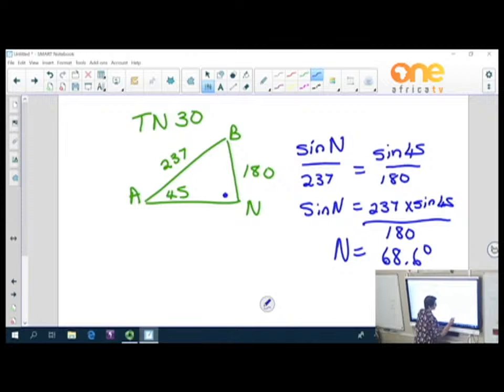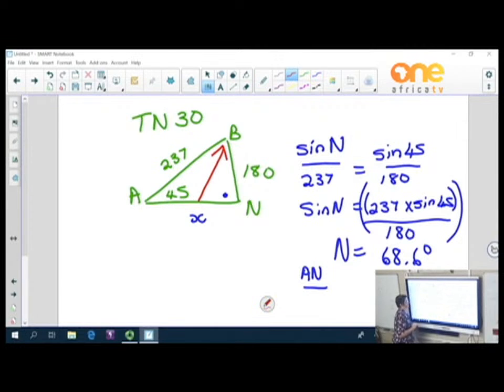68.6 degrees. Make sure that you press your calculators correctly. If you get wrong answers, it means that you'll have to use extra brackets here to get the correct answer. And then they ask for the distance AN. So now this is what we want to calculate. So it is AN over, now we have to put it over the opposite angle, isn't it? So I need B. I don't have B at this stage.